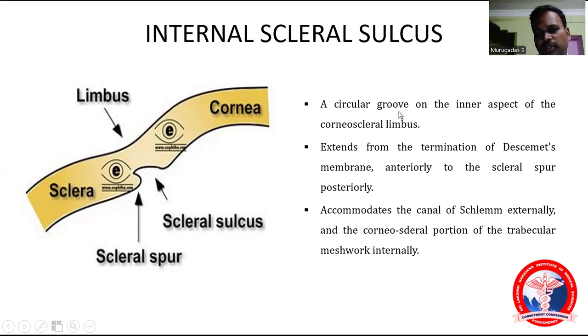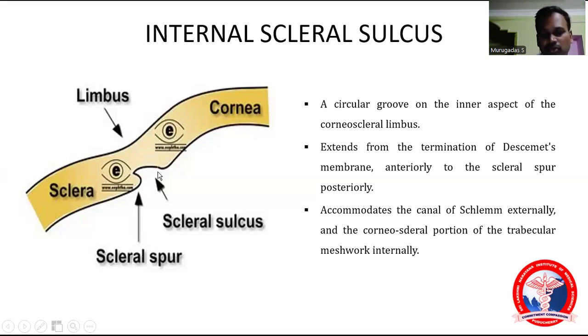A circular groove on the inner aspect of the corneoscleral limbus. A circular groove present in the inner aspect of the corneoscleral limbus extends from the termination of, that is the posterior limit of, Descemet's membrane, as I said before, to Schwalbe's line, to the anterior limit or the anterior most part of the scleral spur. That is, the groove extends from the end of Descemet's membrane to the start of the scleral spur.